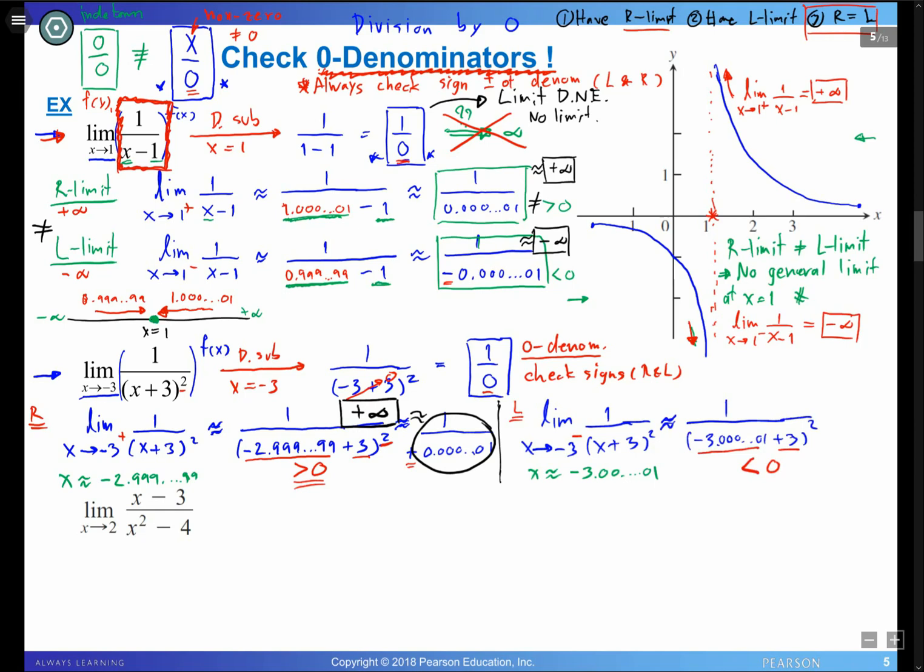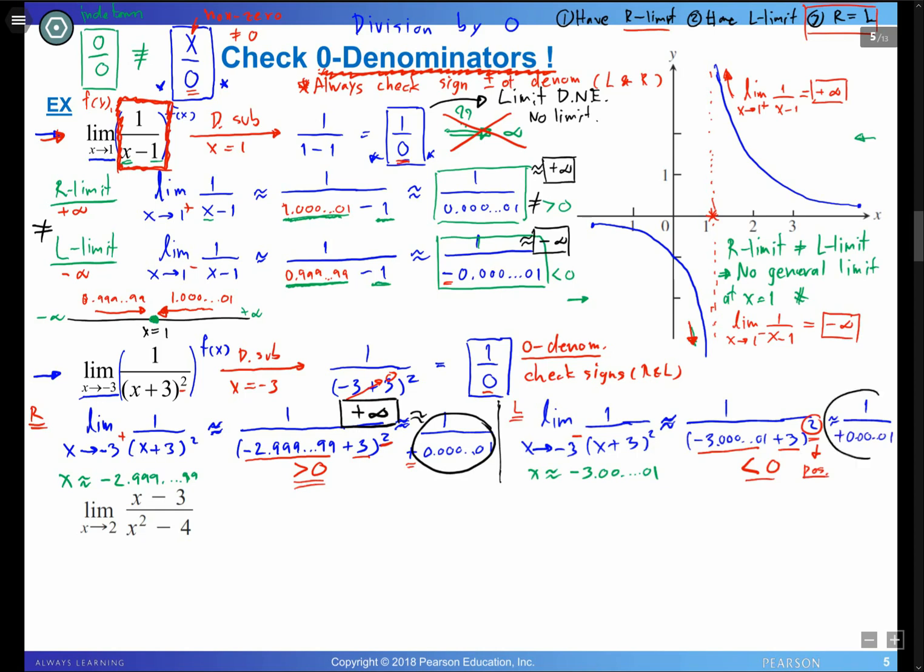This doesn't sound good. It used to be positive. Now it becomes negative. However, we have this square right here. The square is going to make this negative value inside the parentheses become positive anyway. So in the end, we are going to get this really small number, right? The difference between -3.0001 plus 3 is going to be 0.0001, and it's positive because of this square right here. So we have a positive sign.